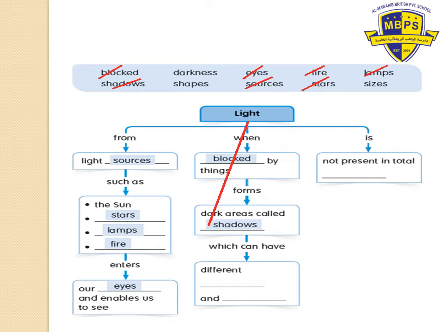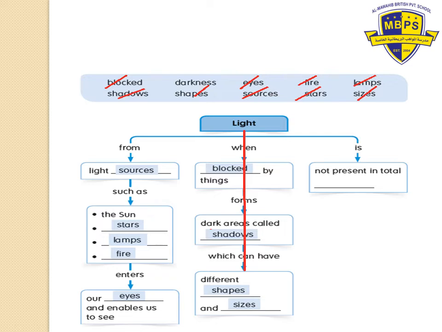So the light when blocked by things, what do we have now? Dark area. This dark area I will call shadows. Very good, grade 1. So I will call shadows. Please write it with a nice handwriting. Now we already wrote light when blocked by things forms dark areas called shadows, which can have different what? Shapes and size. Very good, grade 1.